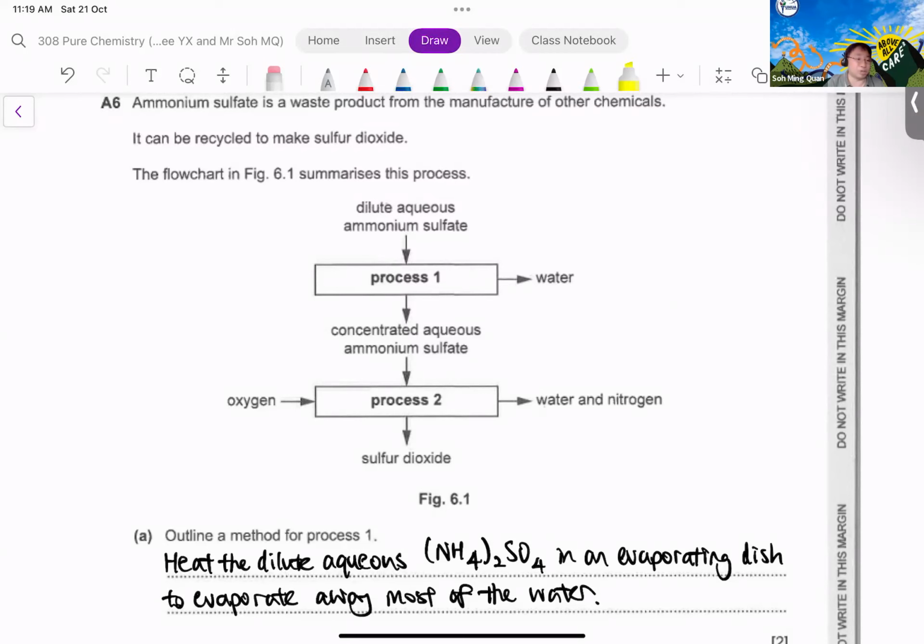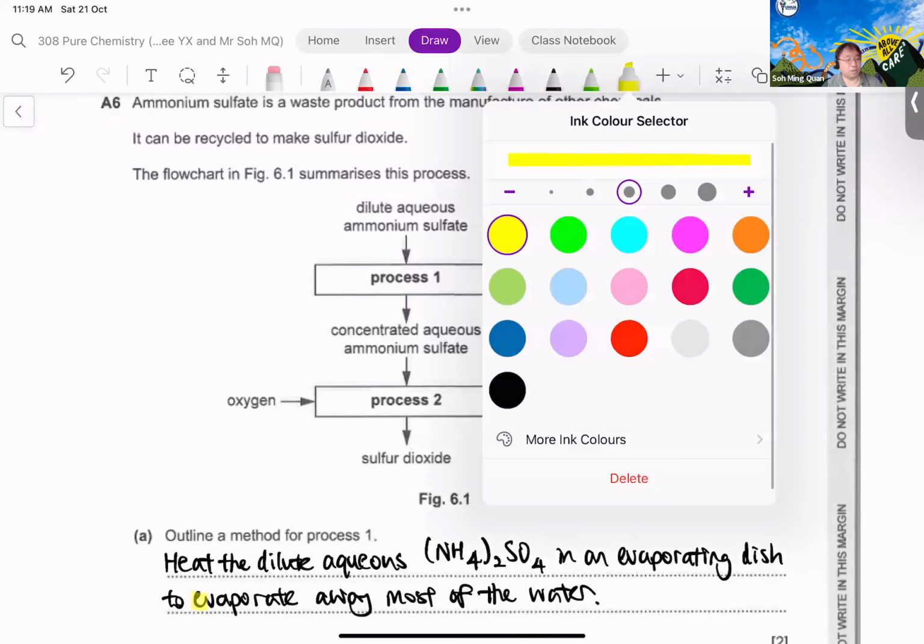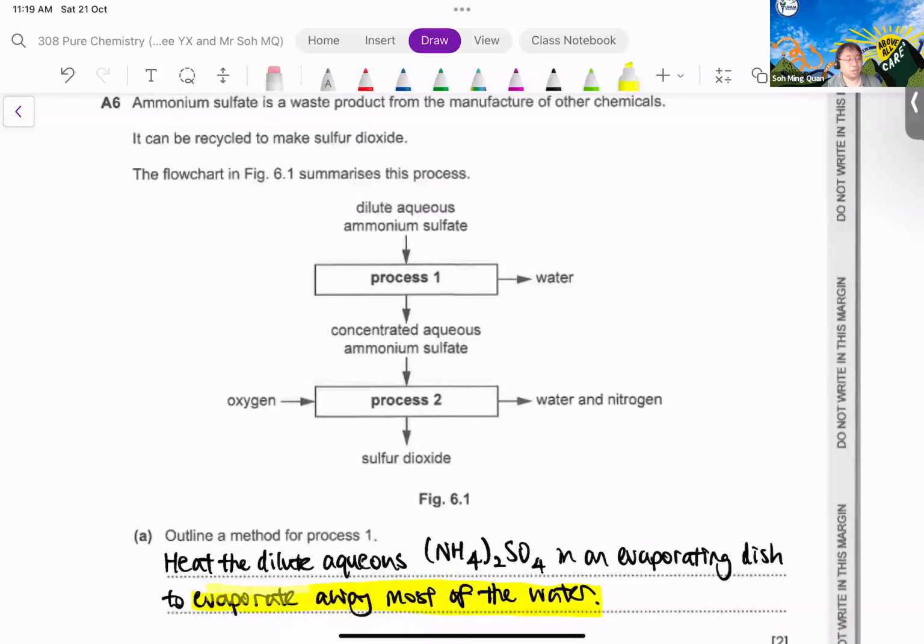But you don't heat until saturated. That's not the point. You're not getting crystals here. You are just evaporating the water away. Don't heat all the water away. Just evaporate most of the water away. Don't proceed to filter or crystallize, we don't want that. I still want aqueous. Why are we crystallizing? Read the question. Answer the question. If you want aqueous, don't crystallize. Just evaporate most of the water and leave it be. All right, and that's it.